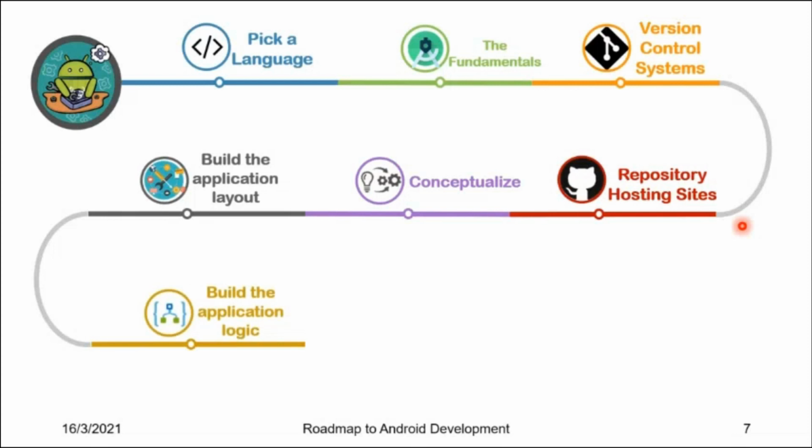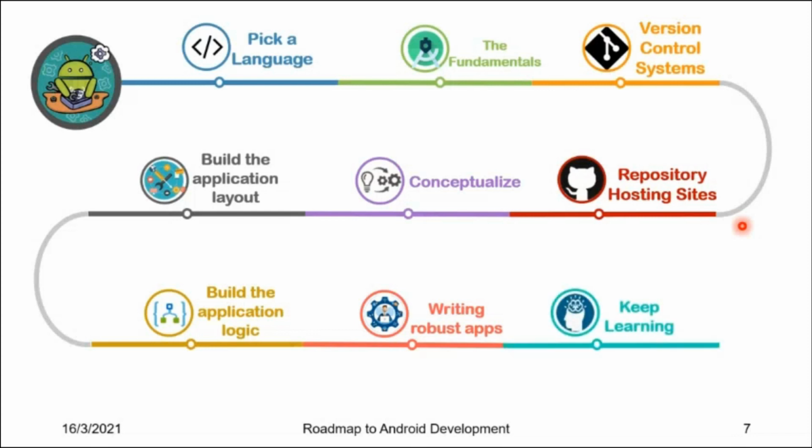followed by building the logic of the app, and then finally writing robust code to store data in a much better way, and writing much more concise code. And in the end, keep learning, and with this you become an Android developer.